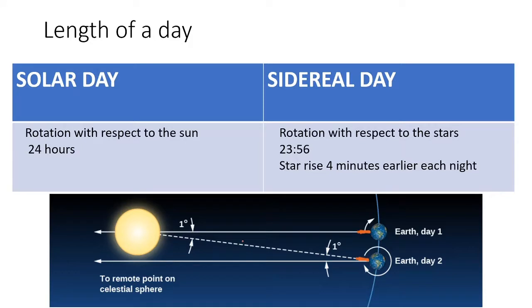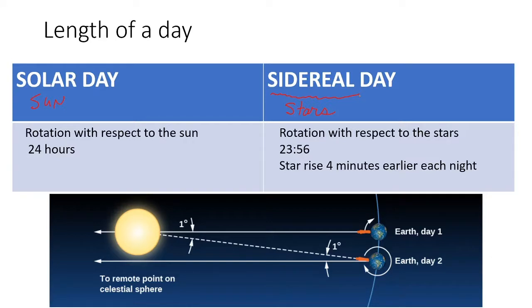Now, the length of our day. We tend to use the solar day, which is our rotation with respect to the sun. It takes 24 hours for the Earth to rotate on its axis and see the sun come back up. But there's this other term called a sidereal day. So think solar, sun, and sidereal. It's an odd word, but think stars. This is the rotation with respect to the stars.